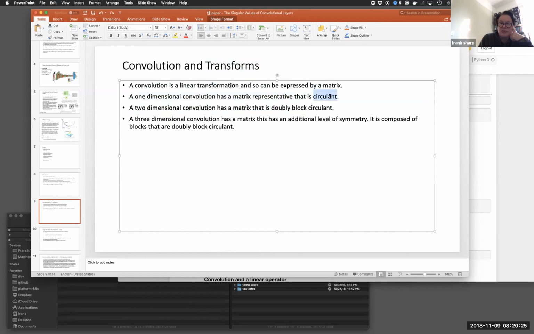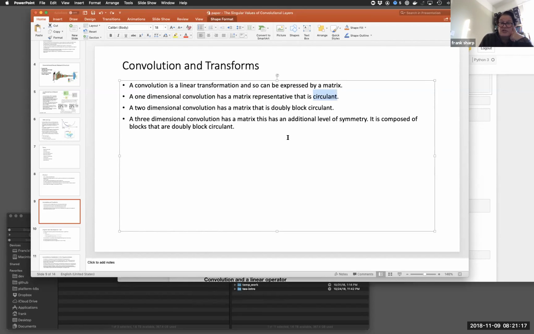That is circulant. So we'll describe what that is in detail, but that is an internal symmetry in the matrix. If we have a two-dimensional convolution, then the matrix that represents the convolution is called doubly block circulant. What that means is that at one level, there are circulant blocks rather than circulant elements. In the one-dimensional case, what's circulant are individual coefficients, individual matrix elements. In the two-dimensional case, there are blocks that are circulant, and then each of those blocks is in turn circulant.